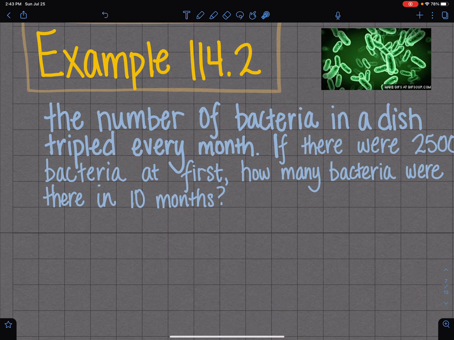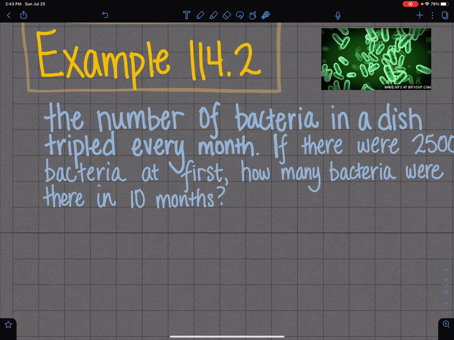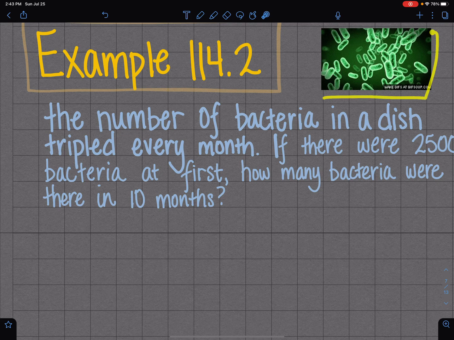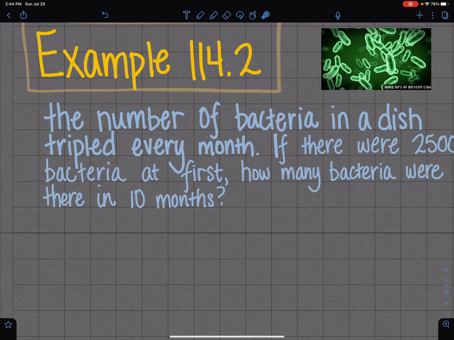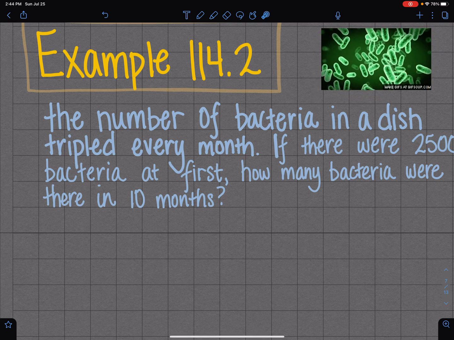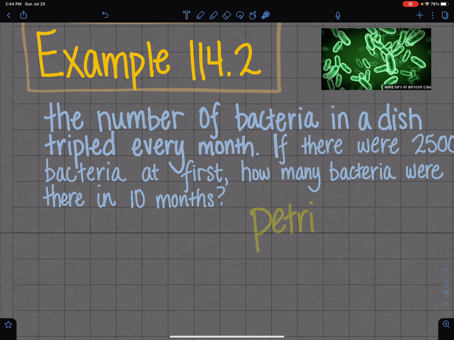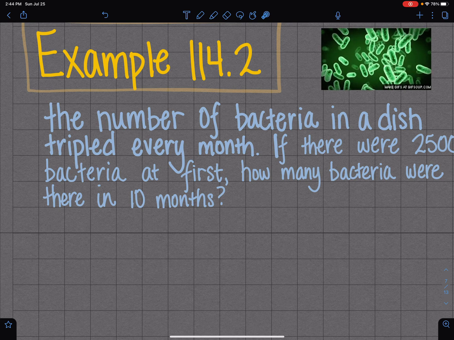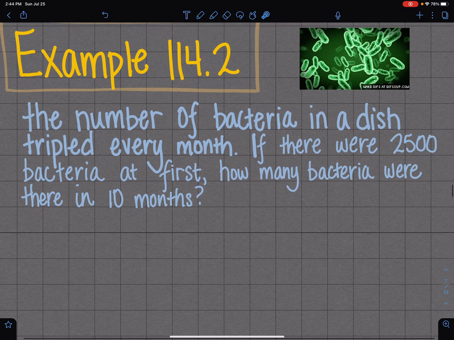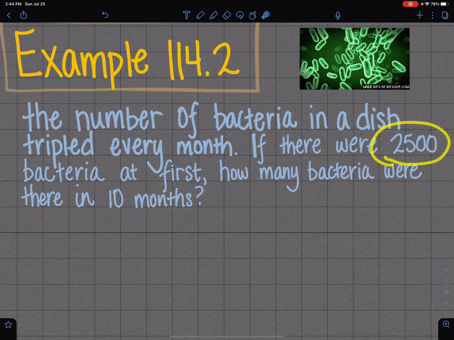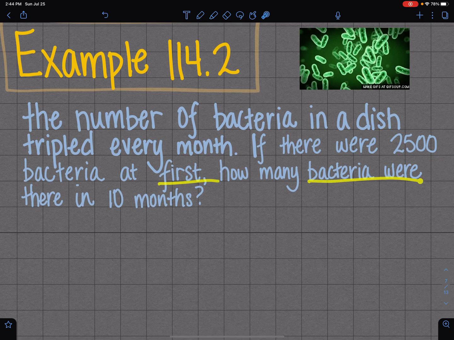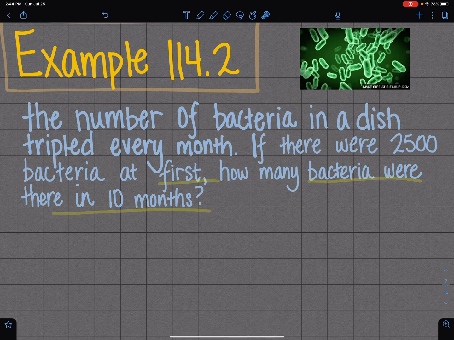114.2. The number of bacteria in the dish tripled every month. So here's a picture of bacteria, and they do grow exponentially if you put them in a petri dish. Petri, you'll use that term in science, petri dish. Okay, so the number of bacteria are going to triple every month. You started out with 2,500 bacteria at first. How many bacteria are there going to be after 10 months?